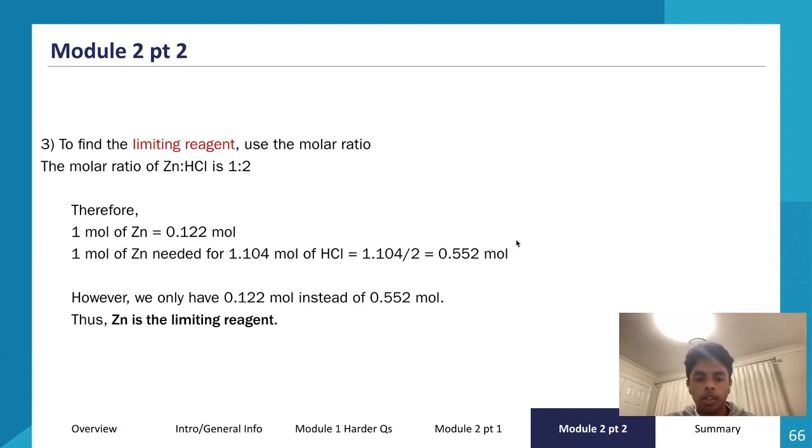How many do I have? I have less than that. I have 0.122. So I have less zinc than needed to react with all of the HCl, and therefore zinc becomes the limiting reagent. So that's how that mentality works. I can think about it from the zinc's perspective or the hydrochloric acid's perspective. Either way, I get the same answer, or I come to the same conclusion. So that's how that works.